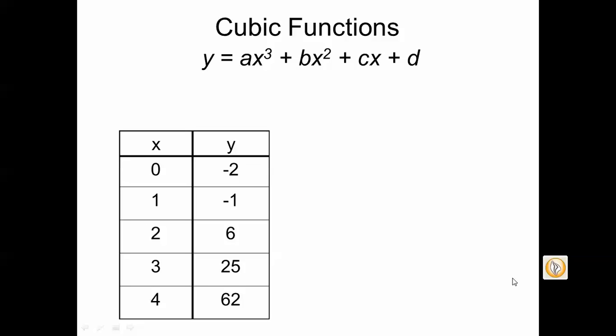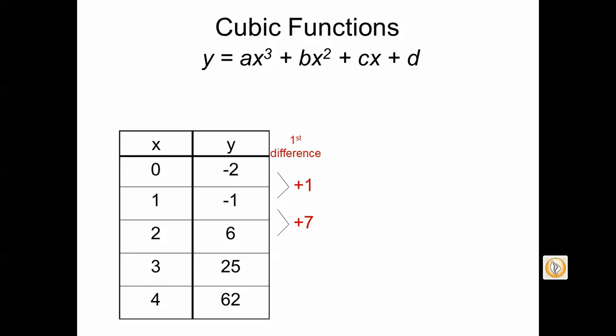Look at this example. This is an example of a cubic function. So the first difference, if it's the same, is linear; if the second difference is the same, quadratic. What do you think cubic's going to be? Third difference. Let's look. What is negative 1 minus negative 2? 1. You have to be able to know your subtraction here. It is a positive 1. 6 minus negative 1 is? No. 6 minus negative 1. 7.